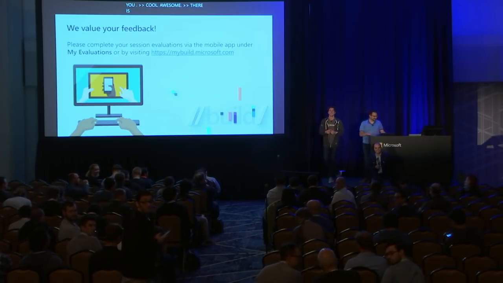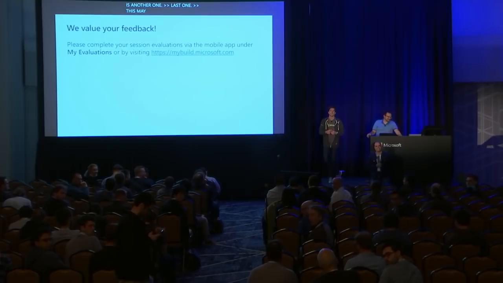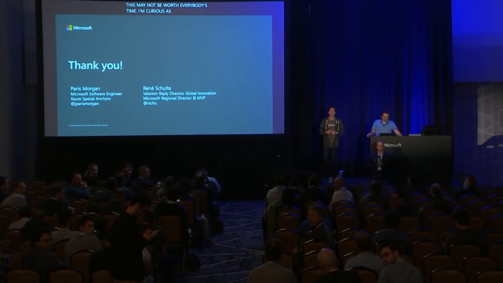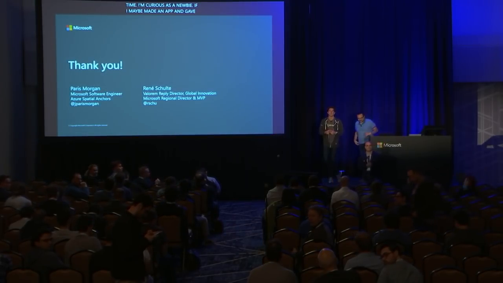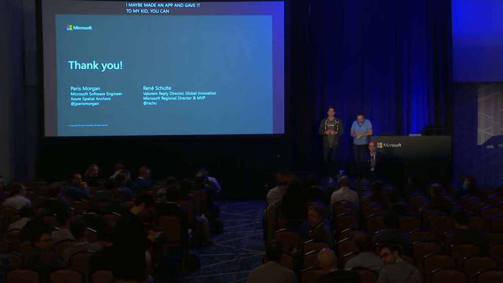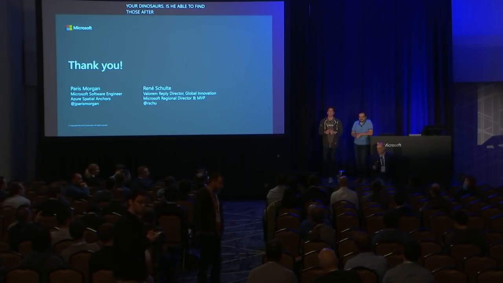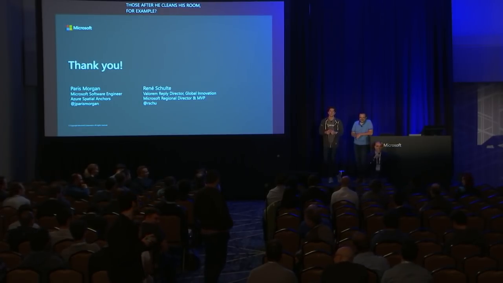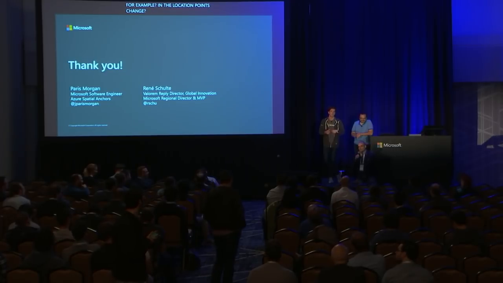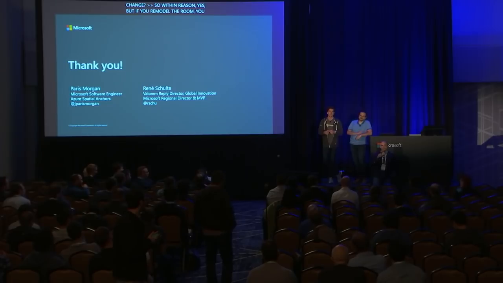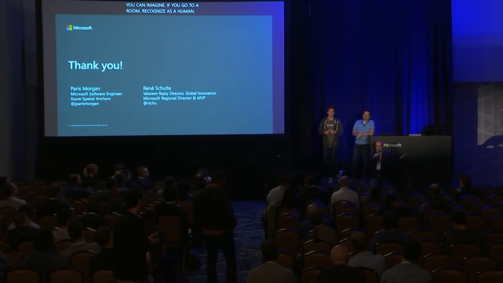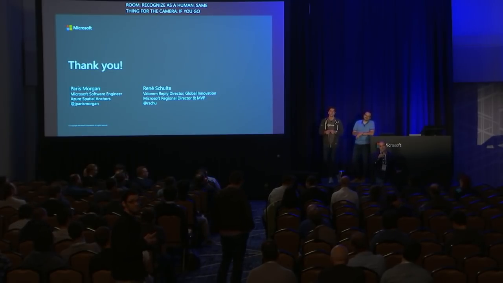This may not be worth everybody's time, but I'm just curious as a newbie. If I made an app and gave it to my kid, and I said you can put dinosaurs all over the house and you're going to go find your dinosaurs, is he going to be able to find those after he cleans his room, for example, and the location points change? Within reason, yes, but if you remodel the room, you'll probably not find them because the algorithms are purely visual. You can imagine that if you go to a room and can recognize it as a human, it's the same thing for the camera. If the room is vastly different, you'll probably have trouble finding them.